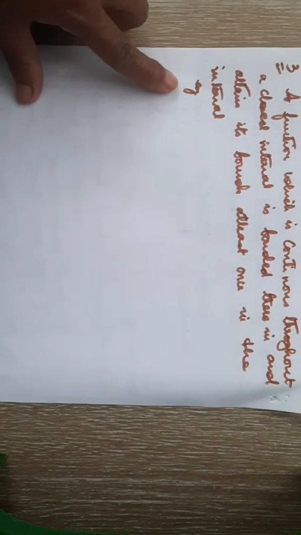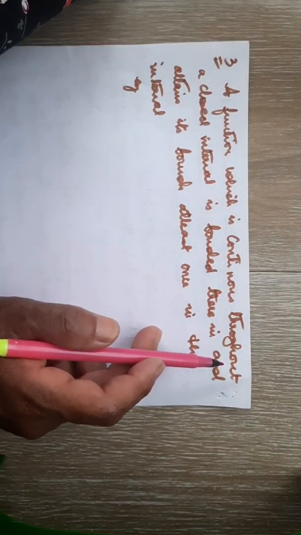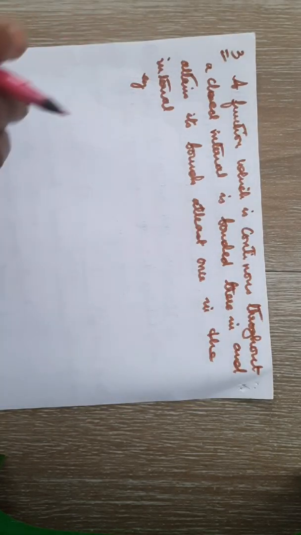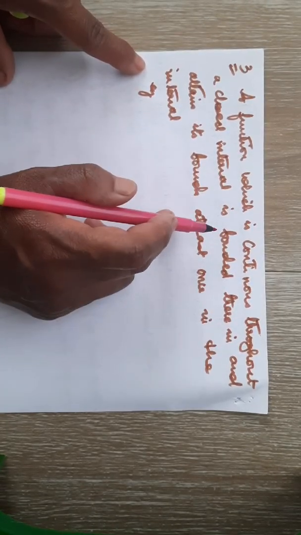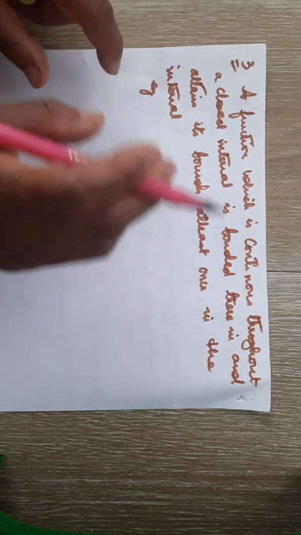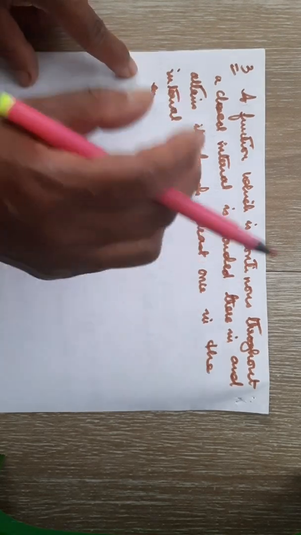Now the next one will be the third property. A function which is continuous throughout the closed interval is bounded therein and attains its bounds at least once in the interval. That means a function which is continuous throughout the closed interval will also be bounded. That means you will always find the maximum value and the minimum value where f of x lies, and it will attain that maximum and minimum value within that interval.